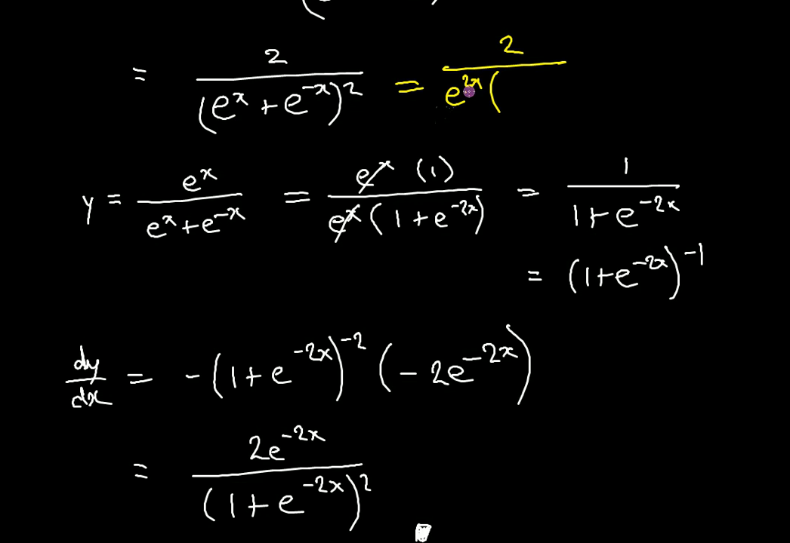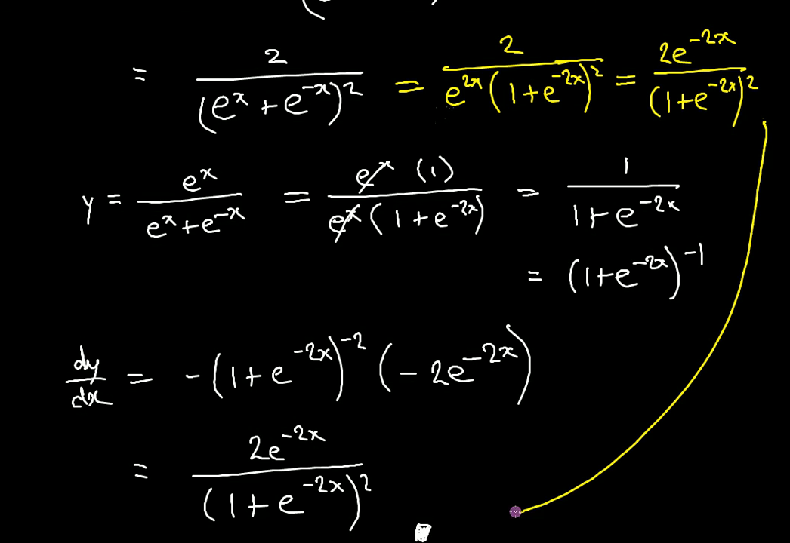Now what do I have left? 1 plus e to the minus 2x, all squared. And then I just move this to the top line. So 2e to the minus 2x over 1 plus e to the minus 2x squared. And these two are the same formula. So we are finished.